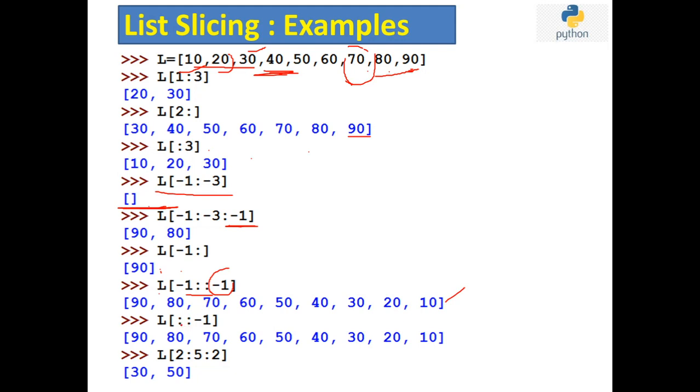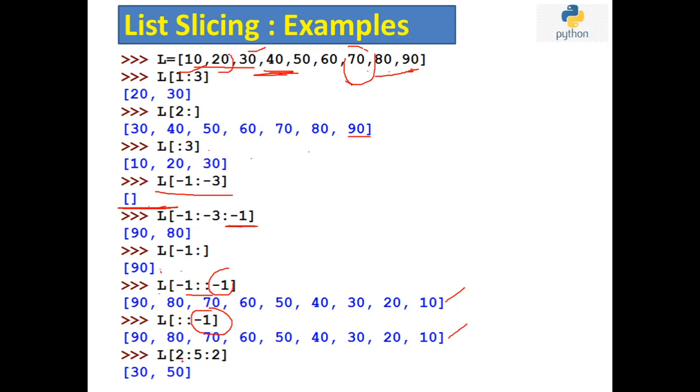Similarly, we can omit the start and stop values, by only giving the step value. It indicates that the list is going to be printed in reverse, up to the end point, the stop point, that is the first element. That is why it is printing 90 to 10.